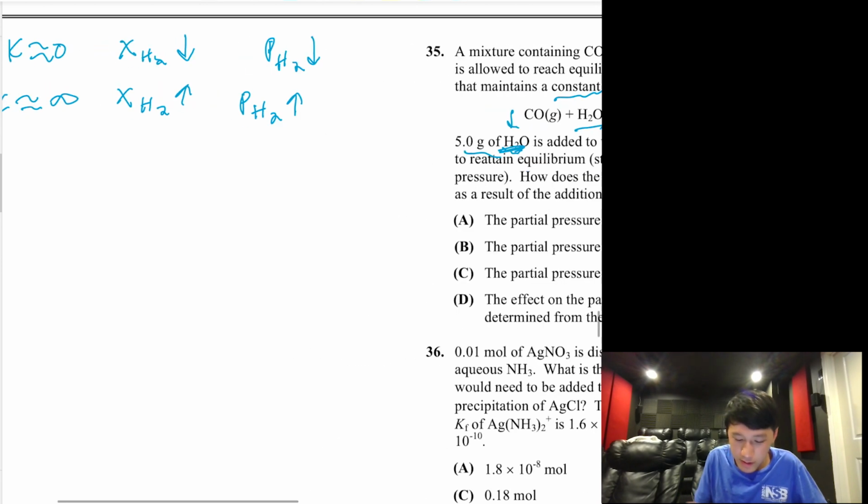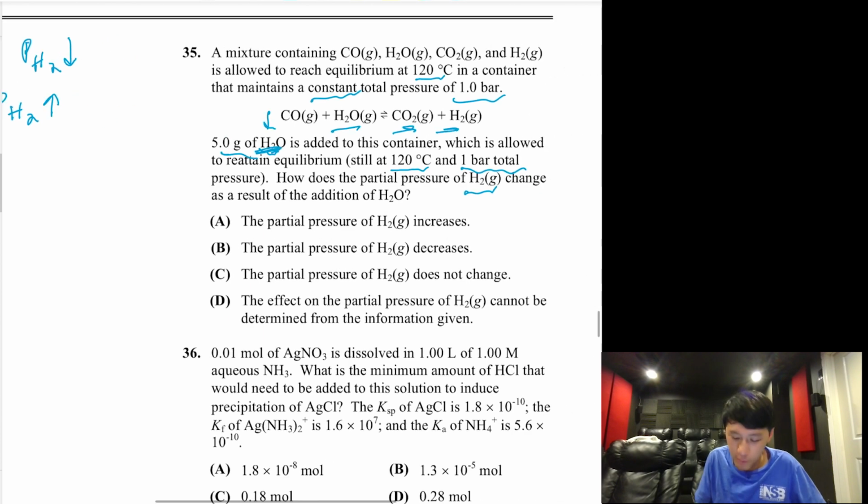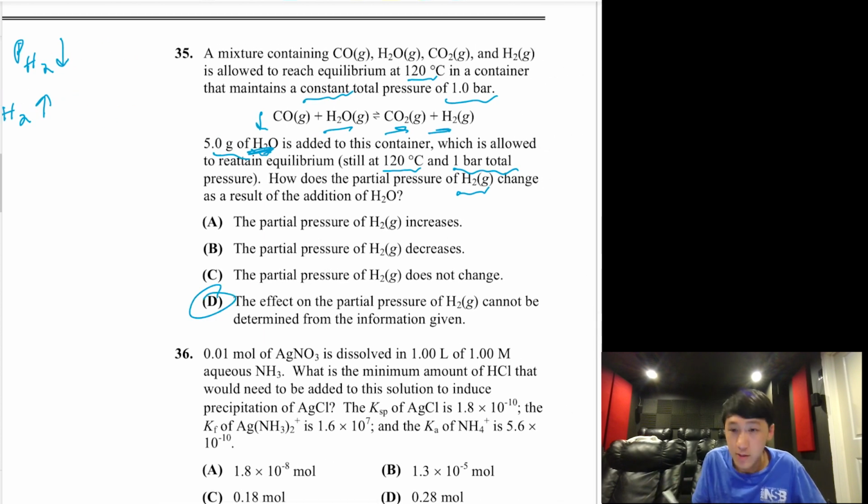So because we're getting conflicting data based on whether K is small or very large, and we have no information about the real value of the equilibrium constant, we cannot tell whether the partial pressure of H2 will increase or decrease only from the information given. So D is going to be our correct answer.